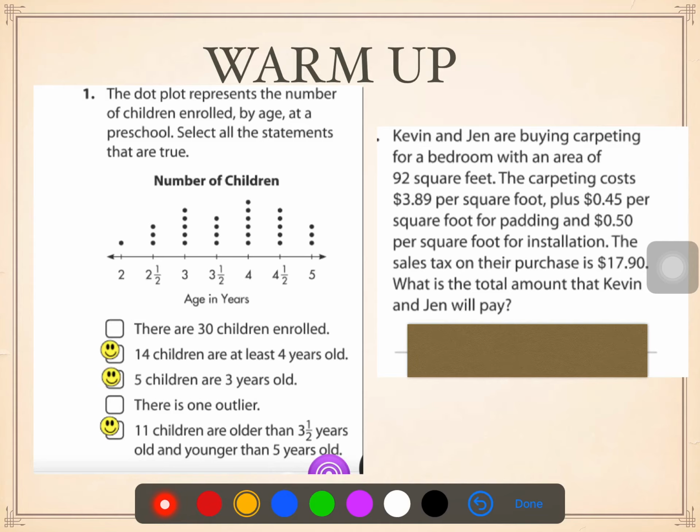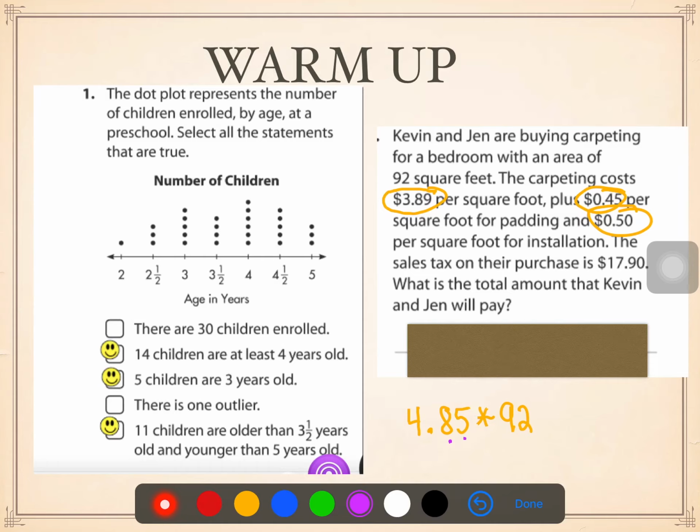I love it because it's adding decimals, refreshing to you that you need to align your decimal points, and it's also multiplying decimals. The way I solved this is I took the $3.89 per square foot, the 45 cents for the padding, and 50 cents per installation, and I added those together to get one price per square foot, which was $4.85. And then I'm going to multiply that by the number of square feet, which is 92. Remember when you multiply a decimal, did you multiply it and then place 2 decimal places in your answer because you have 2 decimal places in your problem?